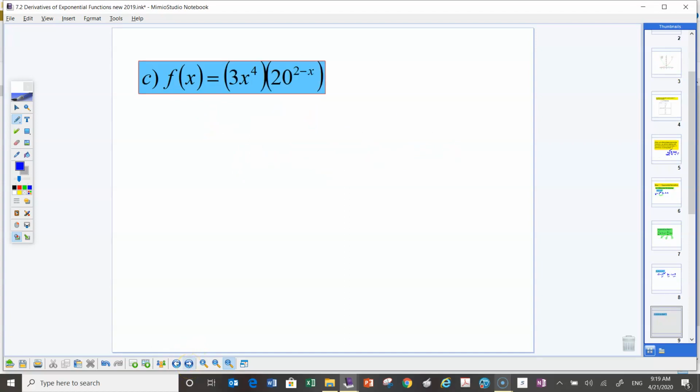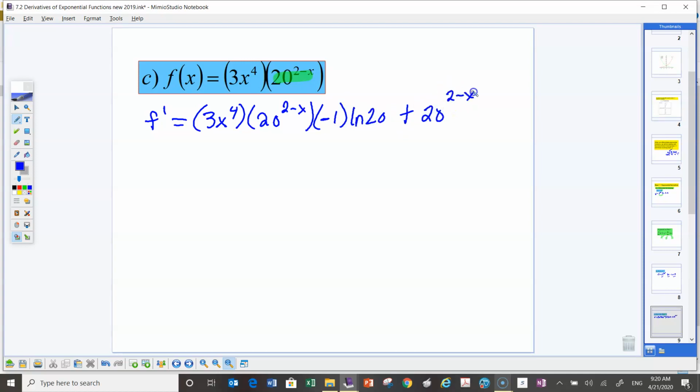In our next example, we have a product rule. Again, remember that this one is only the exponential. This one is just 3x to the 4th. So the product rule says it's my first function times the derivative of the second function. Well, the derivative of the exponential is itself times the derivative of the exponent times the natural log of the base, plus the second function times the derivative of the first, which would be 12x cubed.